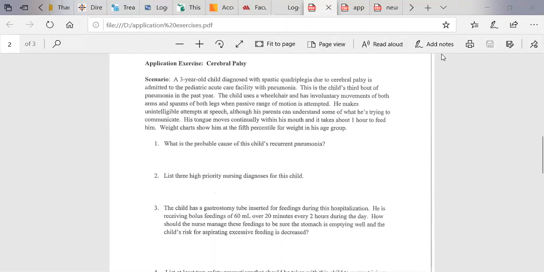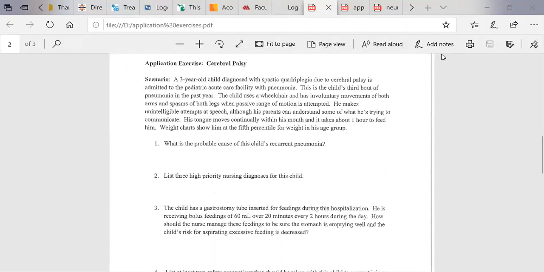There are 3 different types of cerebral palsy. Spastic is the most common type. The other 2 types are dyskinetic and ataxic. Cerebral palsy also is on page 1455 in your chapter.